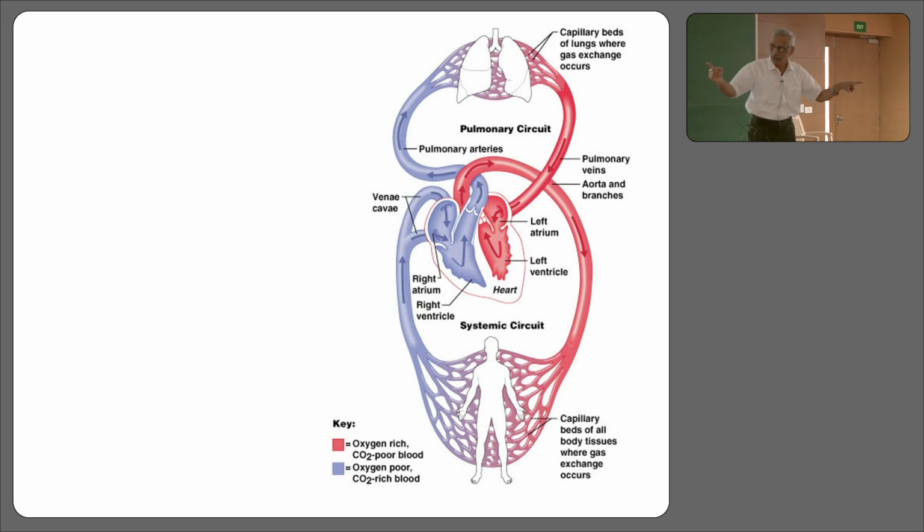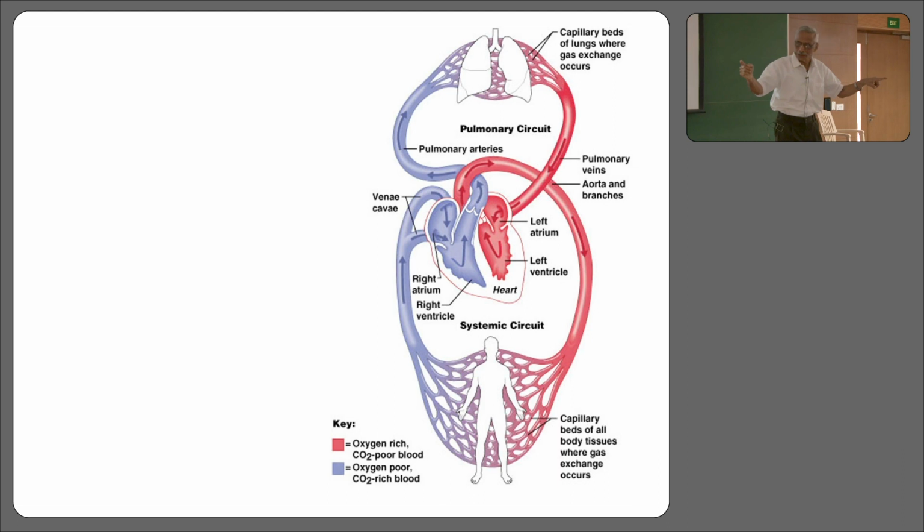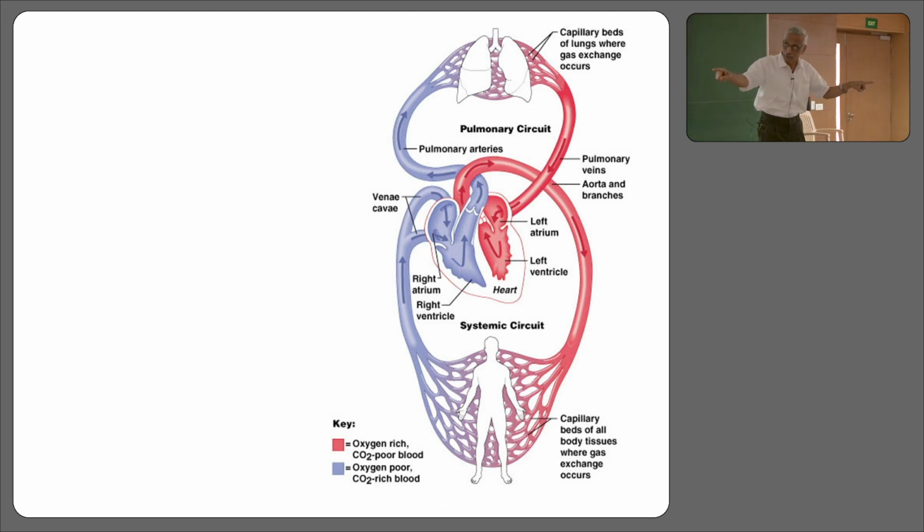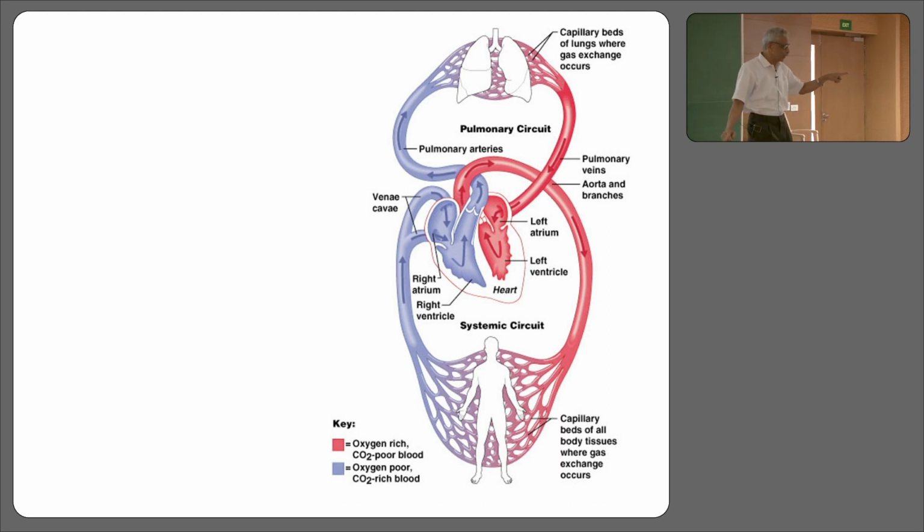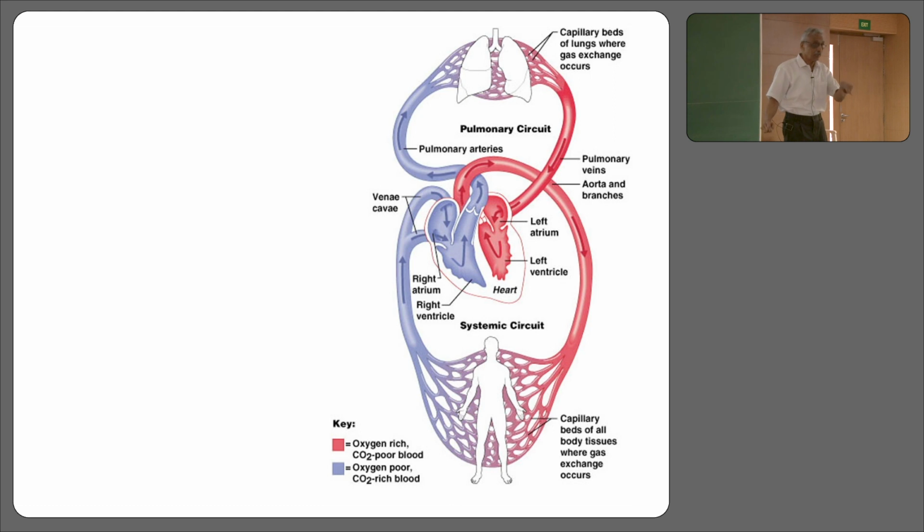What is the diameter of capillary? I told you 6 microns, maybe even 5.5. And what is the diameter of RBC? So then how does the RBC pass through the capillary whose diameter is less than the diameter of RBC itself? Yes, change in shape. You saw the change in shape.